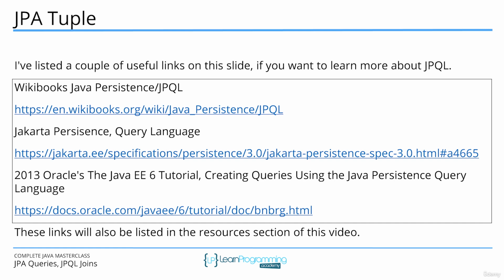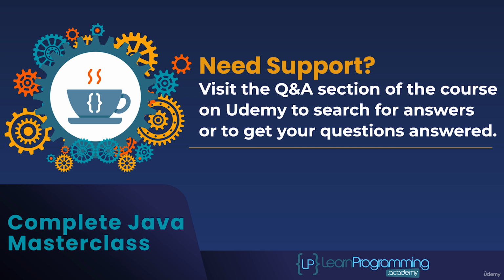JPQL is still a string that has to be interpreted and passed into executable code. The JPA criteria builder, on the other hand, is a more object-oriented approach to querying with entities. In the next video, I'll introduce you to the Criteria Builder class and its related types as an alternative to JPQL. So I'll see you in that next video.